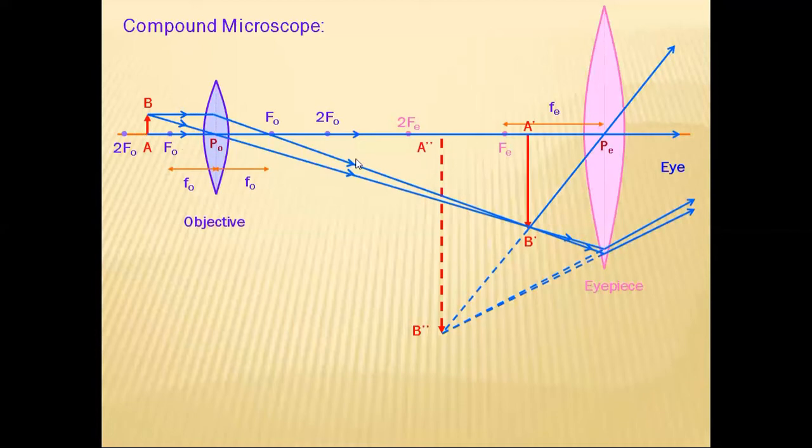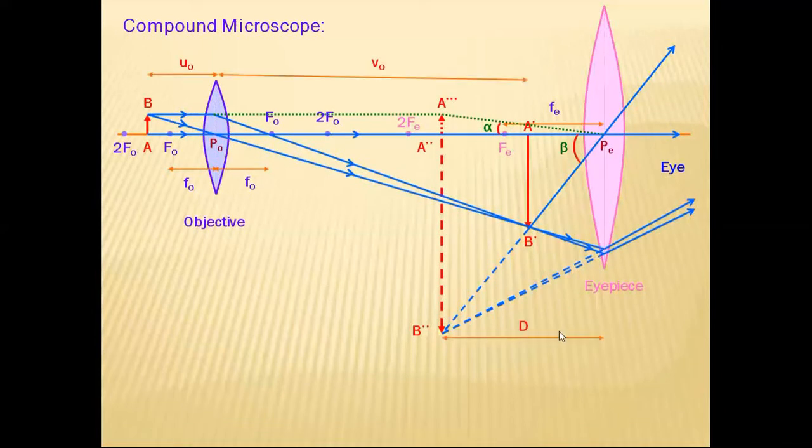So you must memorize that the object must be outside of the main focus of the objective lens, and for the eyepiece lens, the object must be present in between the main focus. If the object is present in between the main focus, then the image must be a virtual image, and it must be larger. So I discussed this, and from the figure I will next show you the main equation. Here D is the distance of clear vision, which is nothing but V, and the length between the two lenses is L.